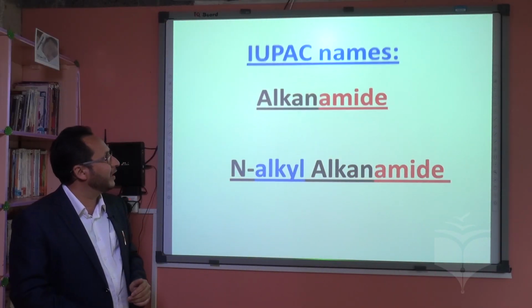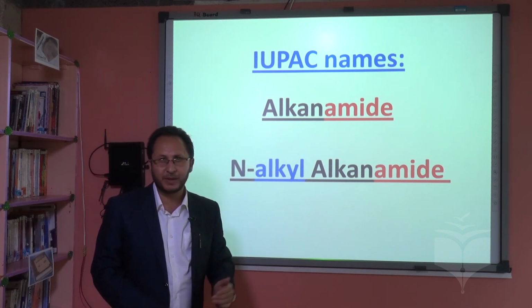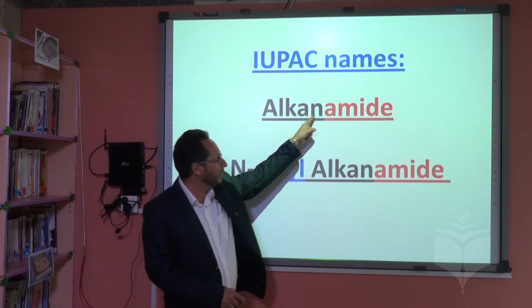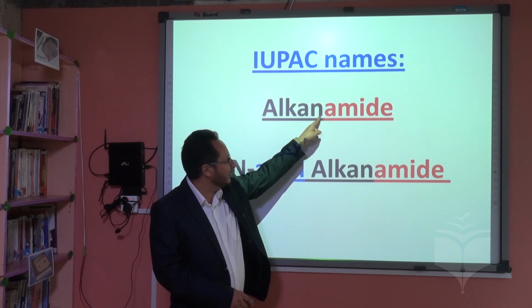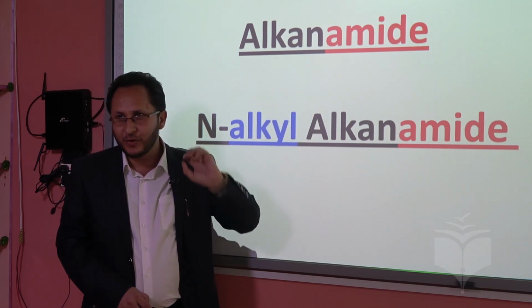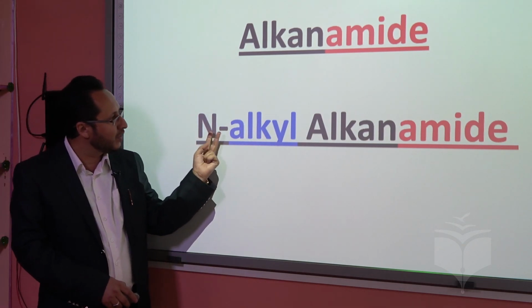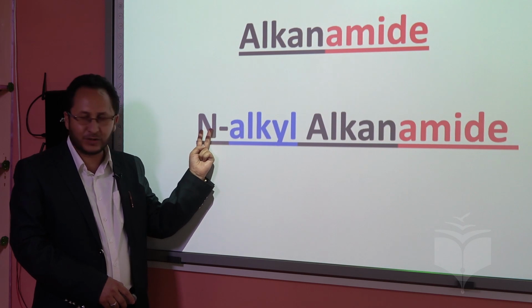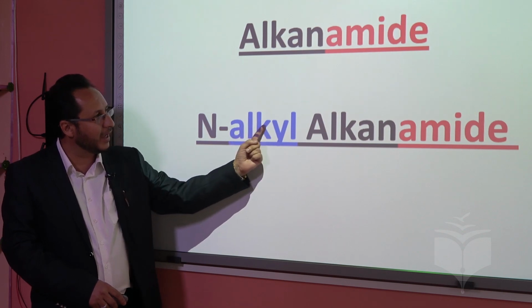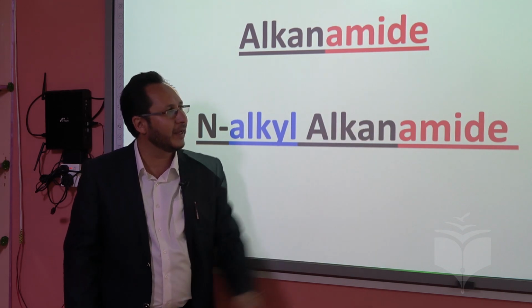Now, what about the IUPAC names? We call it International Union of Pure and Applied Chemistry. We have the rule. Here we have to write the alkane, remove the E and write the suffix, it's amide. So it is alkanamide. If you have any substitution on the nitrogen atom, write N, then add the name of the carbon group. How many carbons do we have? Then add YL and the name of the amide, the same alkanamide.